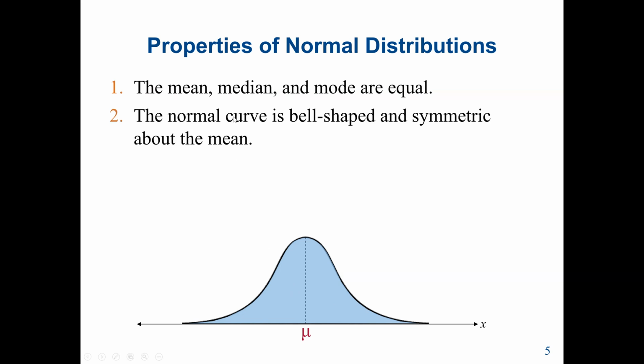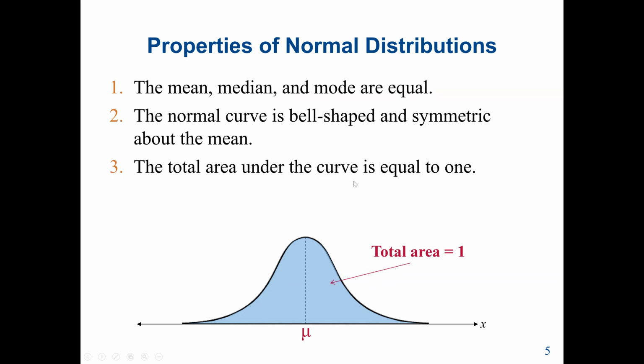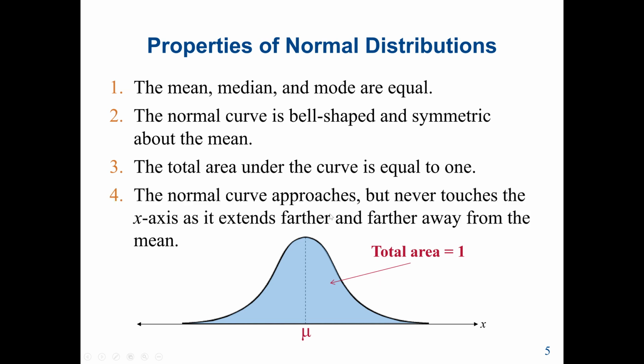Also, the normal curve, as we said, is bell-shaped and symmetric about the mean. The total area under the curve is always equal to 1. As we all know, probability values are between 0 and 1. Also, the normal curve approaches but never touches the x-axis as it extends further and further away from the mean. We can see this on the left side, and the same thing applies to the right side as it goes further away from the mean or the center.